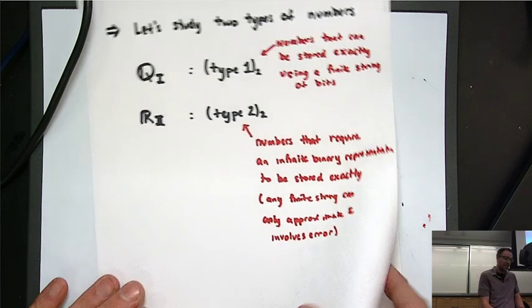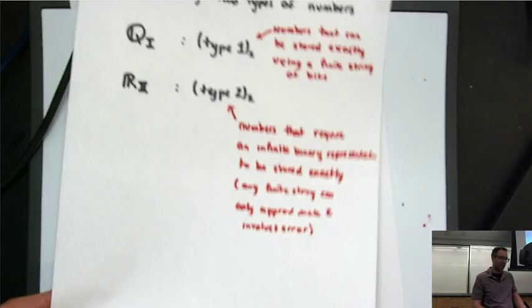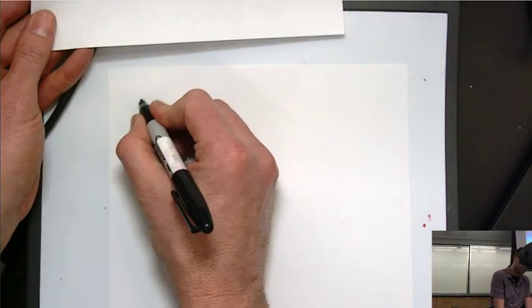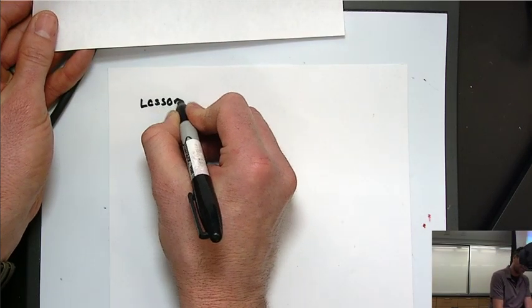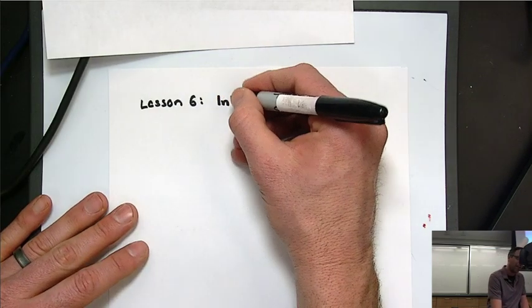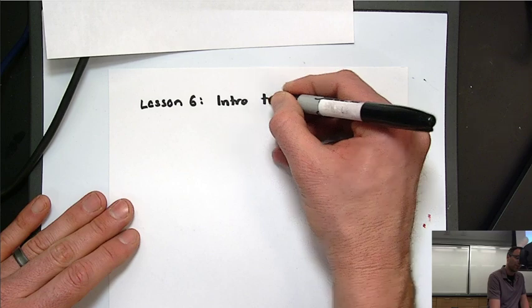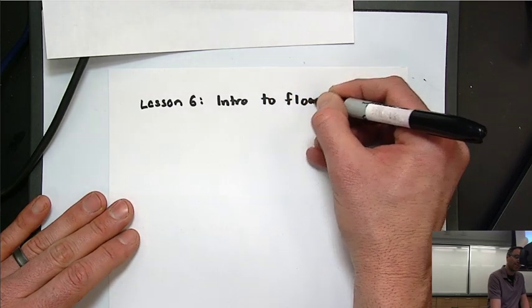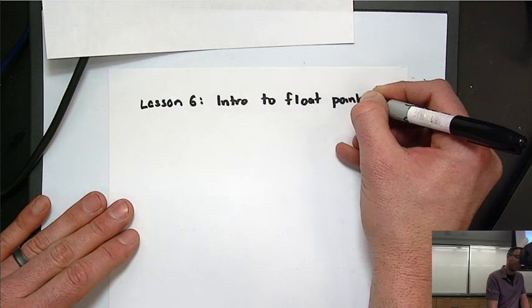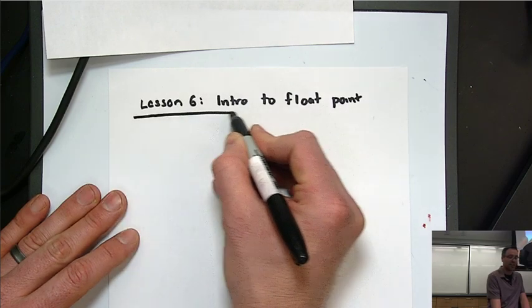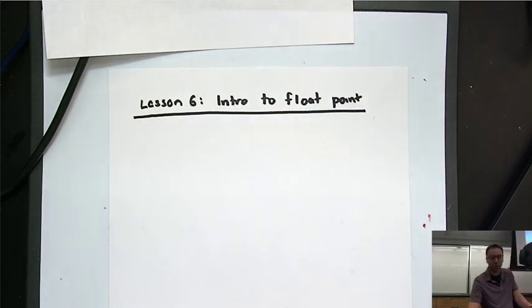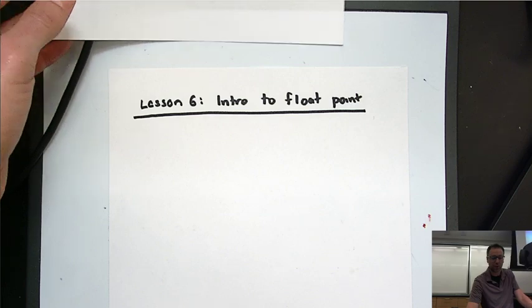Okay. So what I'd love to do now is, in my lessons, this material that we're about to cover is called Lesson 6. It's an extension of Lesson 5, which is an introduction to floating point. The whole lesson is an introduction to floating point, but what we're about to do is an extension of fixed point representations.